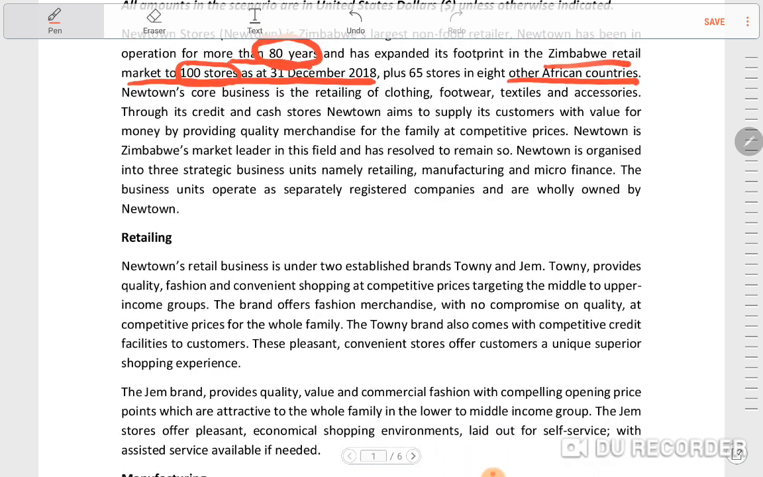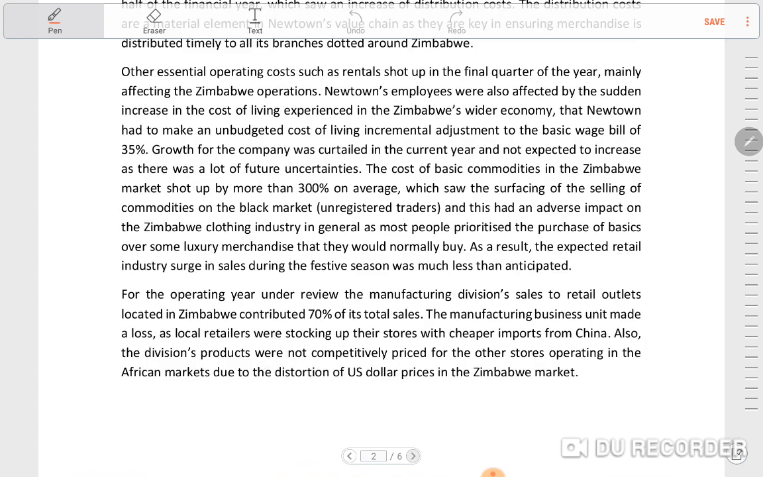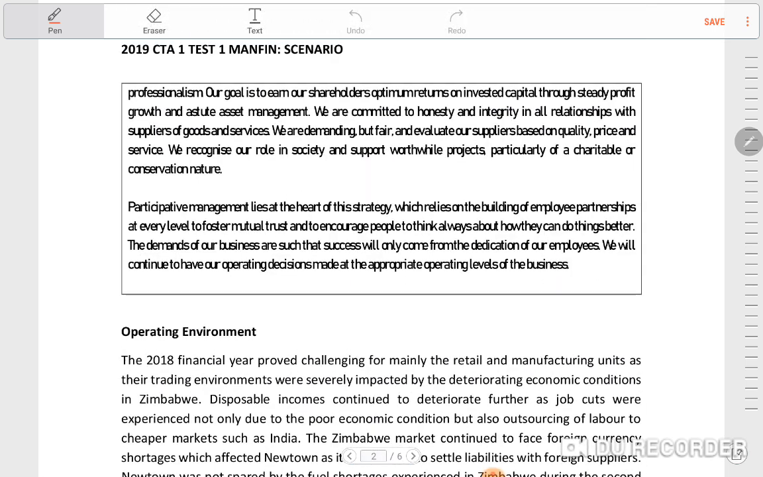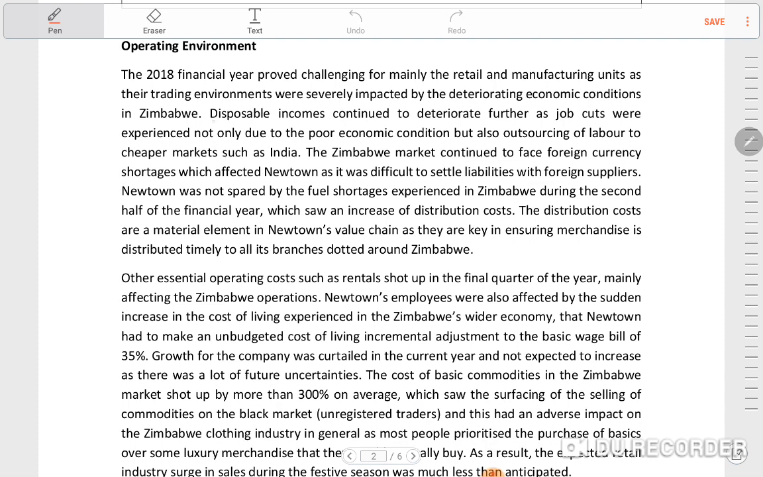Let's look for a trigger which talks about any weakness that may be arising. So I'll go through my scenario. I'm told, as an example, information around the operating environment: the Zimbabwe economic conditions, fuel shortages. When you look at disposable incomes, is it something within Newton's control, or is it external? The deterioration of disposable income is not Newton's fault, so it can only give rise to a threat. But what threat does this trigger give? The fact that consumers are suffering deteriorated income. What threat? The threat is that going forward there may be reduced demand for our products.